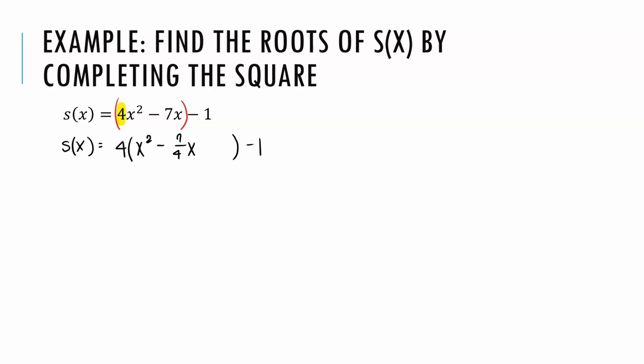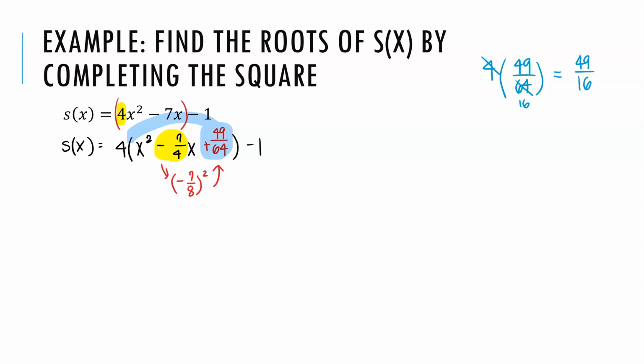Step 2 is to complete the square. I'm going to take the value of b. Half of this would be negative 7 over 8. Square it, and I end up with positive 49 divided by 64. I technically added 49 over 64 times 4 to this equation. 4 times 49 over 64 is equal to 49 over 16. So I want to rebalance the equation by also subtracting 49 over 16.